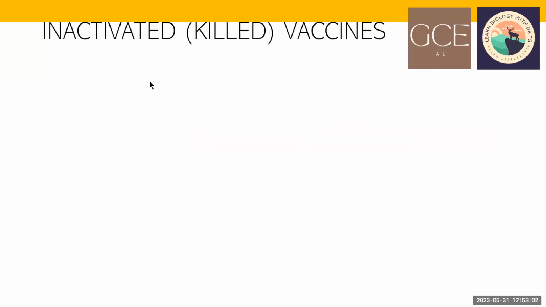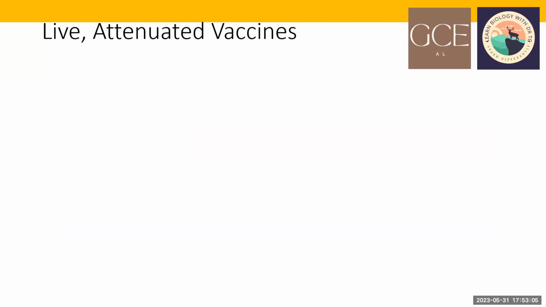Okay, first one, live attenuated vaccine, right? Live attenuated vaccine. Now, what is live? Live means it has a life. The cell has a life. Now, what is the meaning of attenuated? Attenuated means it can't cause the disease.